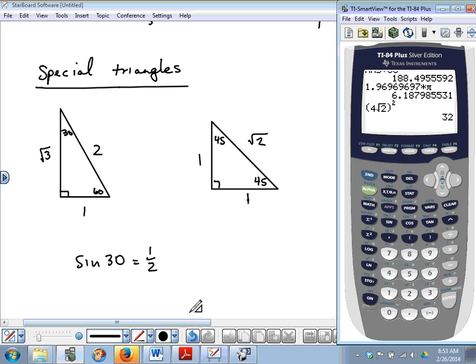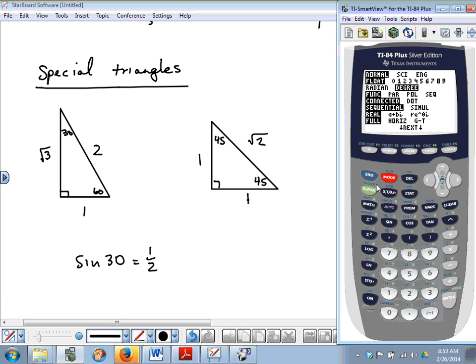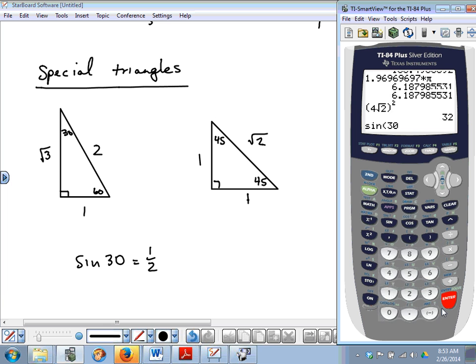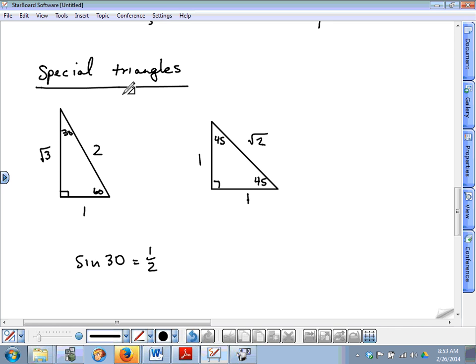And if you're wondering, well, is it really 1/2? Just type in sine of 30. Well, first make sure you're in degree mode. I'm in degree mode. Type in sine of 30, hit enter, it's 0.5. So that's the big deal about these special triangles, is you can evaluate trig functions there. So let's practice a little bit of this.